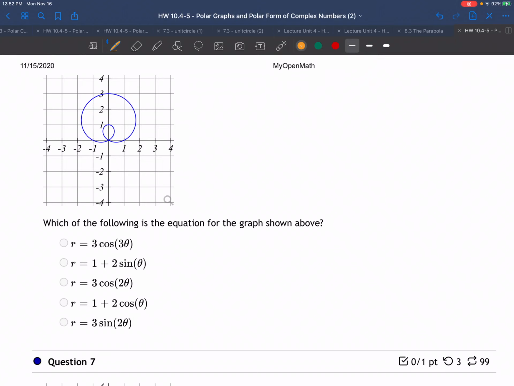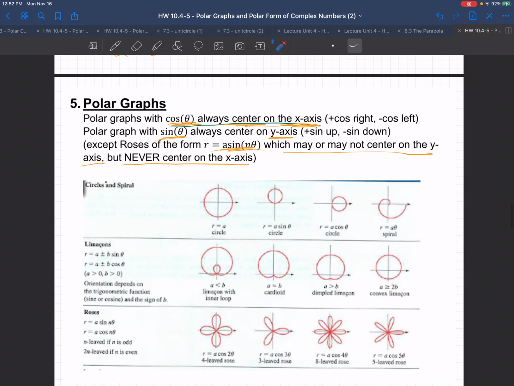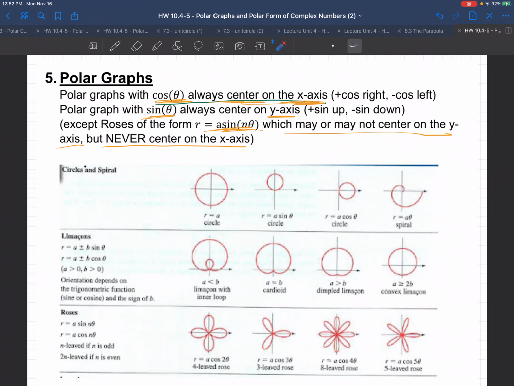Here's an example in which we are trying to identify a polar graph. Which of the following is the equation for the graph shown above? We have these different options. Well, if you look at the notes that I put at the top of the module, here they are. This is the 10.345 notes at the top of Module 5, and go to number 5, polar graphs.